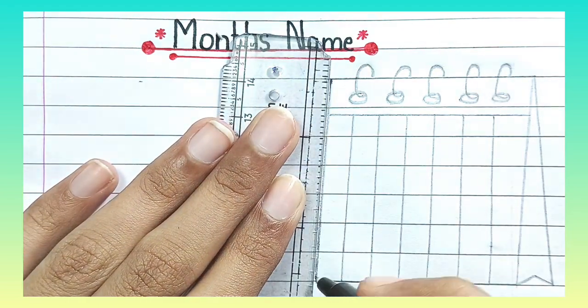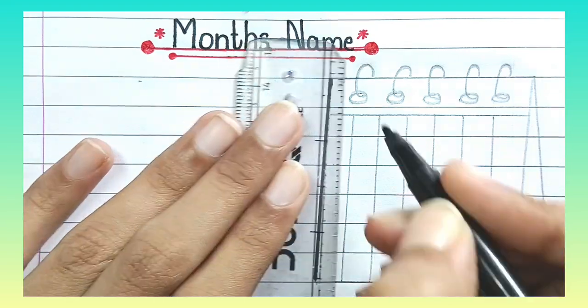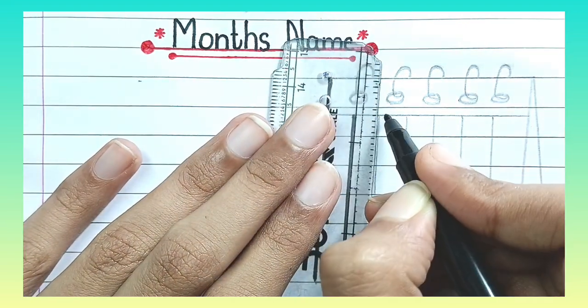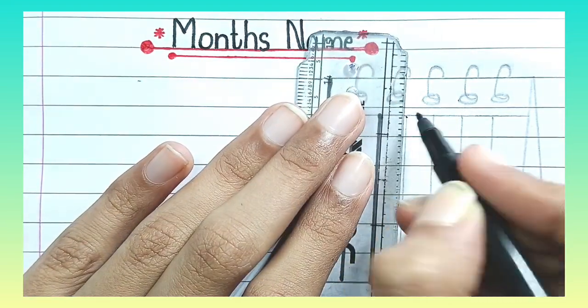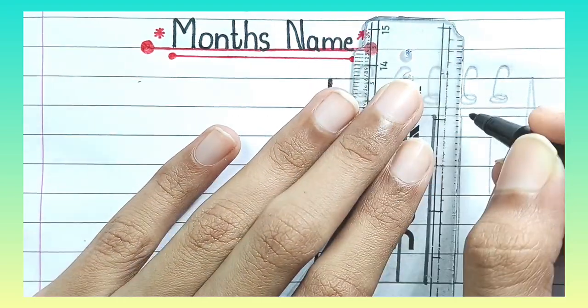Now I am going to do sketching with a black sketch pen to all lines. With a black sketch pen I am doing.